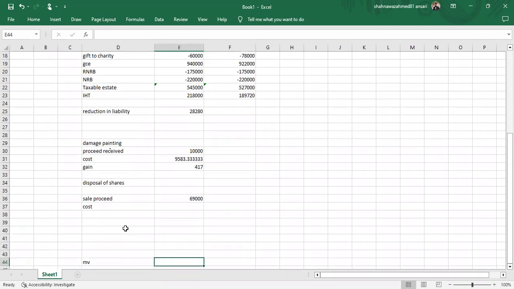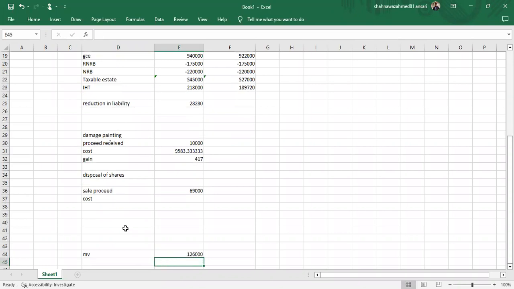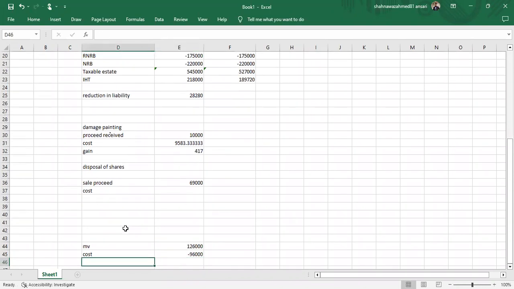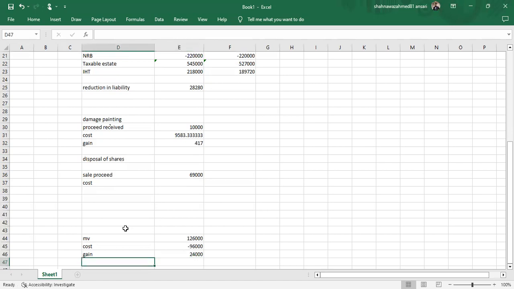Market value is 1,26,000 and we deduct the cost, which is 96,000. So as a result, the gain is 24,000. This is eligible for gift relief.